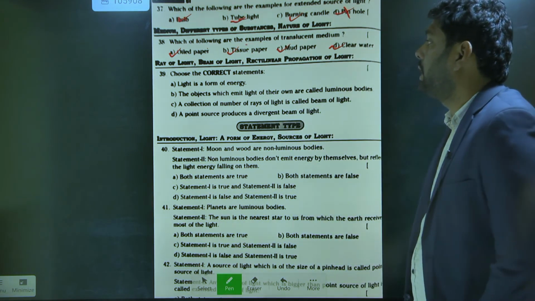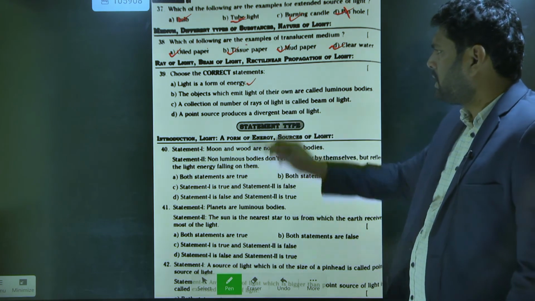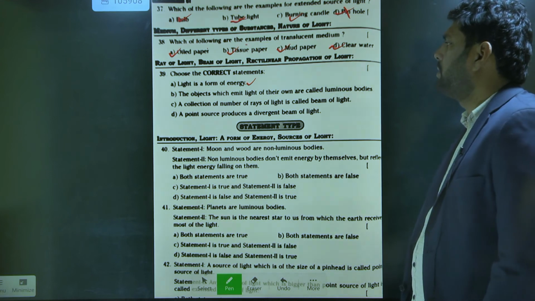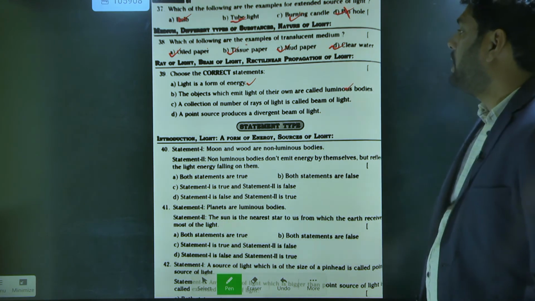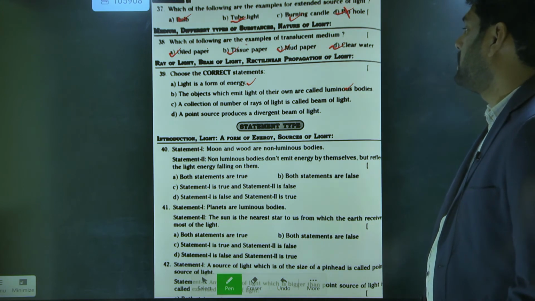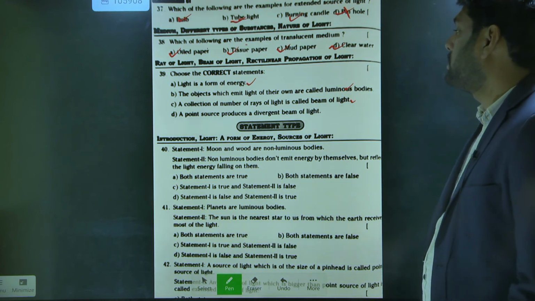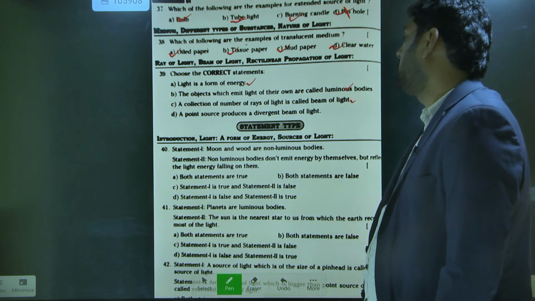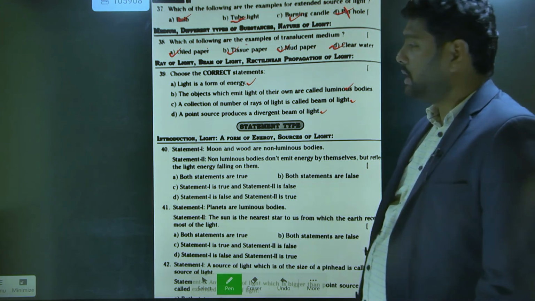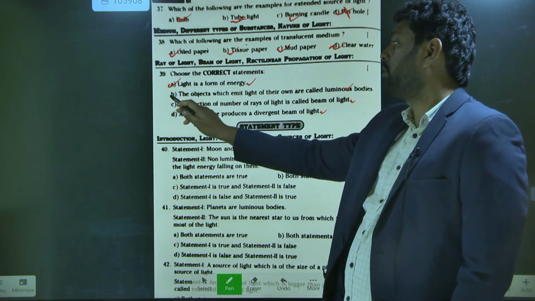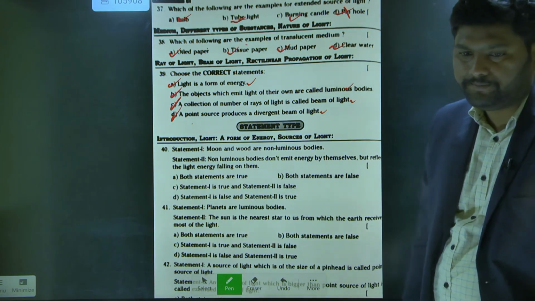Next, choose the correct statement. Light is a form of energy. Surely it is a correct one. The objects which emit light on their own are called luminous bodies. This is also right. A collection of a number of rays of light is called a beam. This is also right. A point source produces a divergent beam of light. This is also right. Since all the options are right, this is a multi-correct: 1, 2, 3, 4, A, B, C, D, all the options are right.